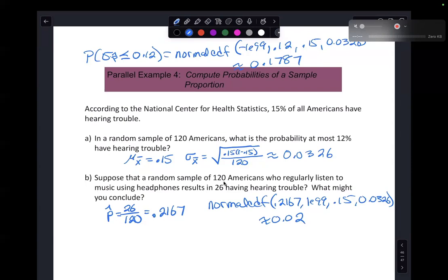It's 120 Americans who regularly listen to music with headphones. So based on this, I might conclude that listening to headphones causes hearing trouble. And of course, this is always cause for further study. We're always saying, okay, this is great. Now let's put a study together to see if this is really true. So this is not proof, but it's evidence, if that makes sense.